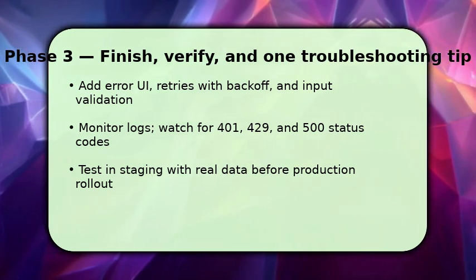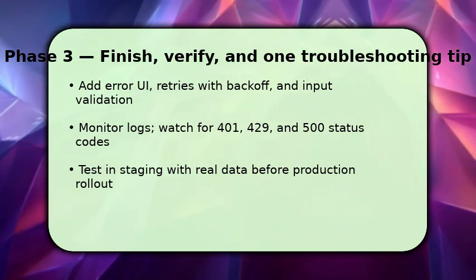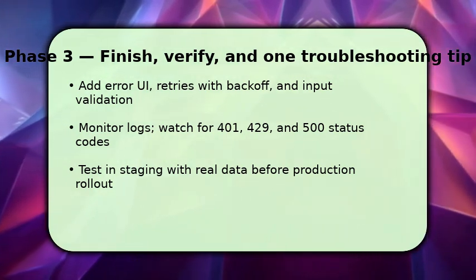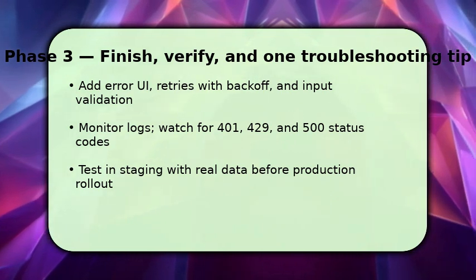If something goes wrong, first reproduce the request with the same headers and body, then inspect response codes and message. This usually reveals auth, rate limit, or payload issues you can fix quickly.